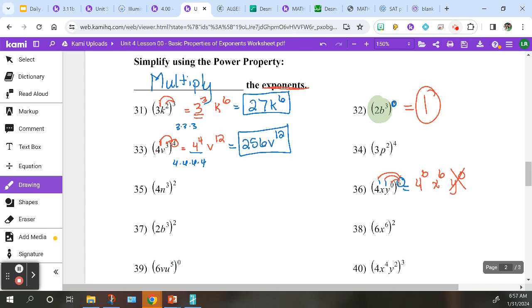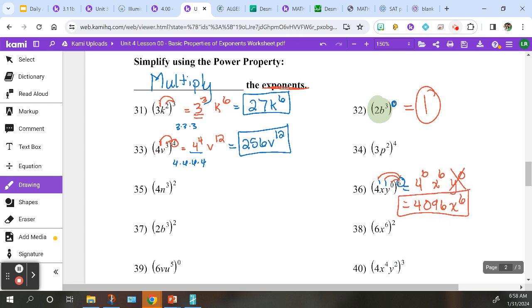And then I need to do 4 to the 6th power. 4 raised to the 6th power. And that is going to be 4,096 x to the 6th power.